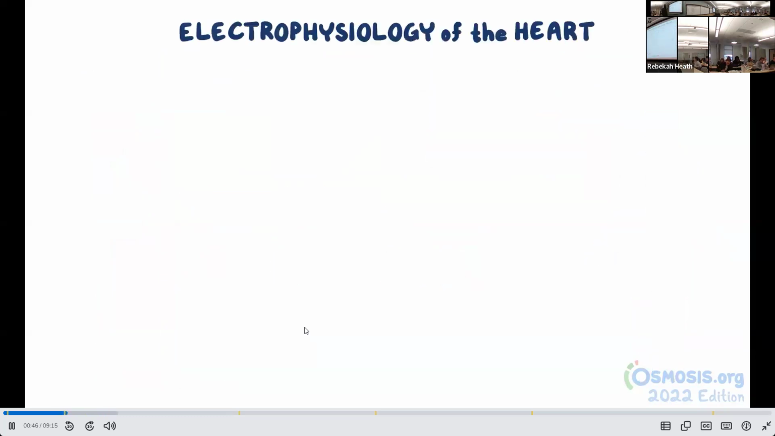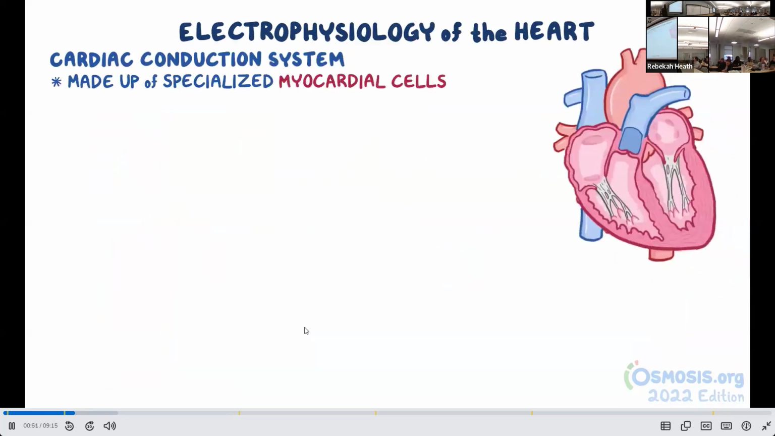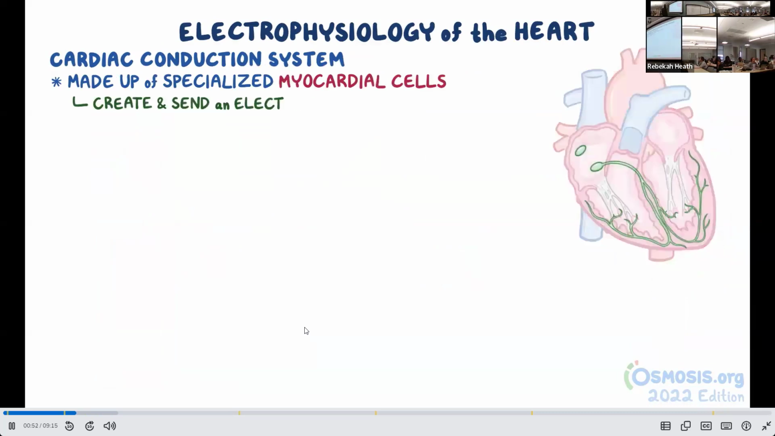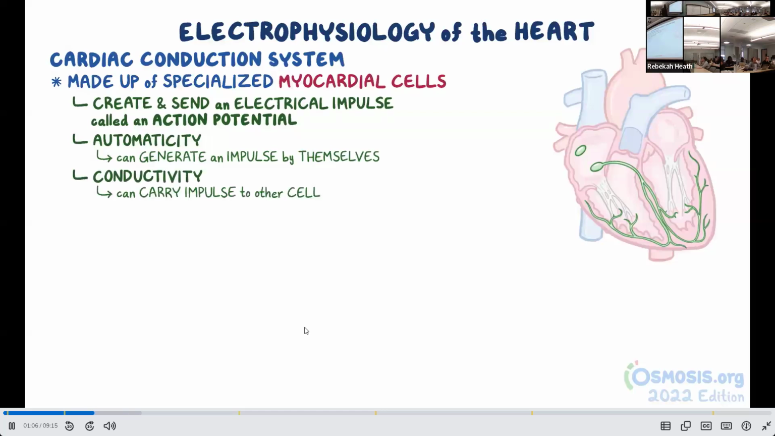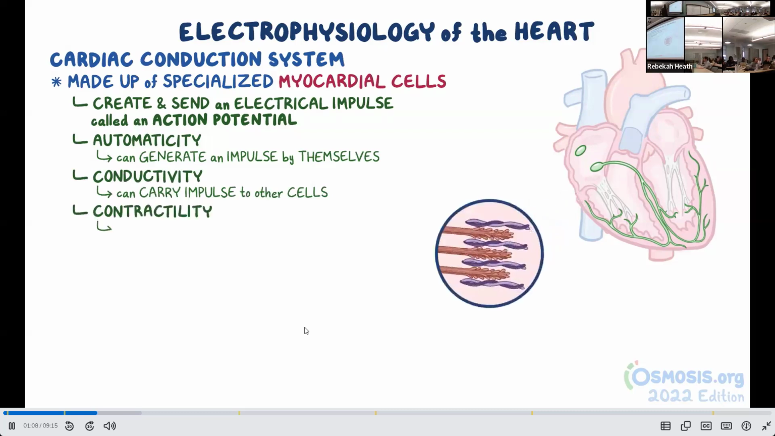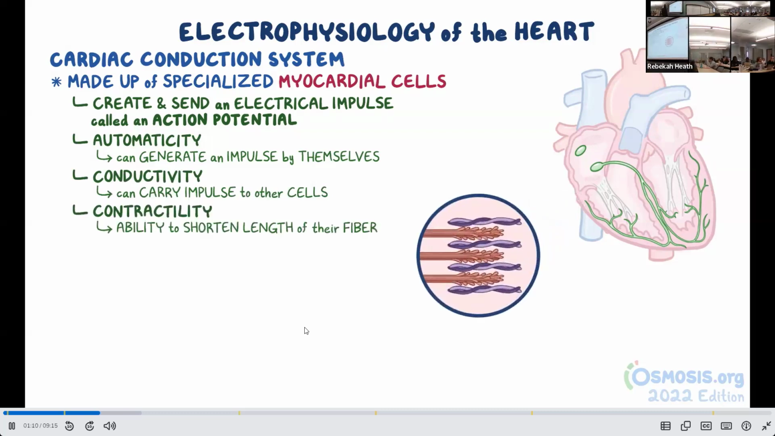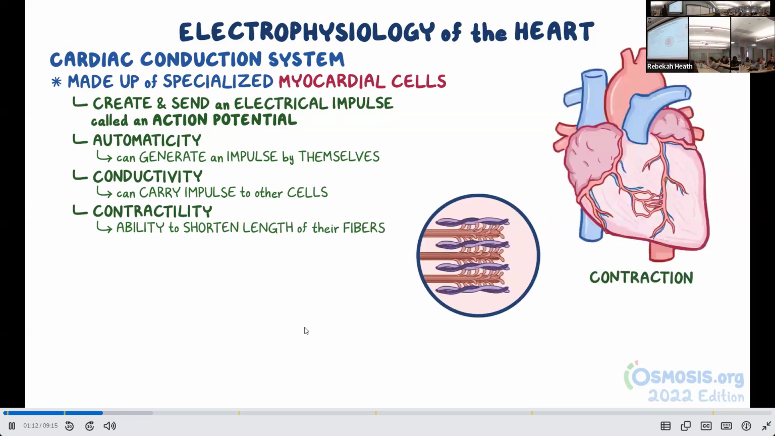Now, let's quickly review the electrophysiology of the heart. The cardiac conduction system is made up of specialized myocardial cells that can create and send an electrical impulse, also called an action potential. These cells have many special features, including automaticity, meaning they can generate an impulse by themselves, conductivity, meaning they can carry the impulse to other cells, and contractility, which is the ability to shorten the length of their fibers, causing a contraction.